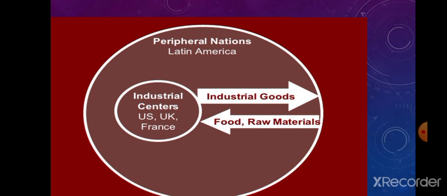Okay, the center's economy is based on what? Finished goods, but the periphery's economy is based on raw materials. So what do rich countries do? They convert all the raw material into finished goods and sell them at a high price, so all the profit goes to center countries, so the center becomes rich and the periphery becomes poor.